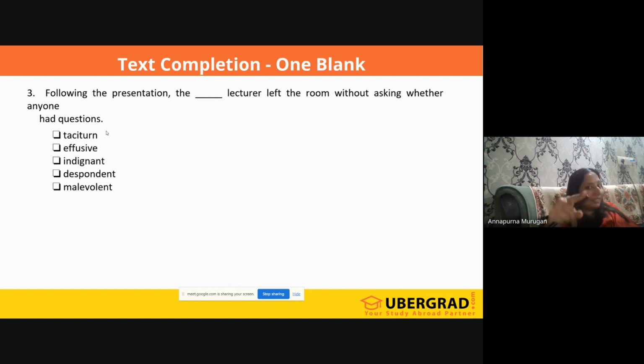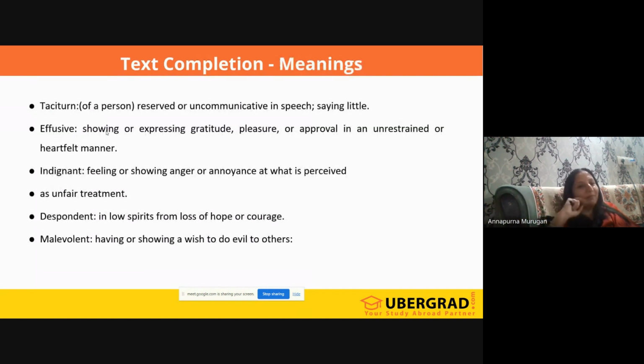The thing is, here the lecturer was a reserved lecturer. That is the thing we have. So now, reserved, what is the word that has the meaning? Guess. Word knowledge is a little bit required, isn't it? Now I will give the meanings and you will come out with the answer. Taciturn is what? Reserved, uncommunicative in speech, speaking very little. Okay, that is one word.